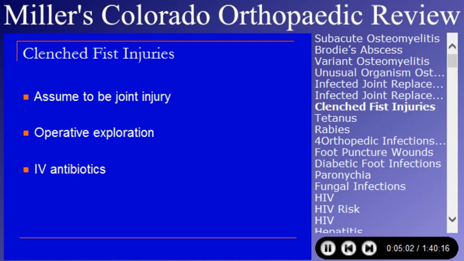Clenched fist injuries. Assume them to be an injury to the MP joint generally. If you see a clenched fist injury, generally it occurs from somebody hitting someone else in the mouth. You should operatively explore it and watch for extensor tendon lacerations and for joint injuries.